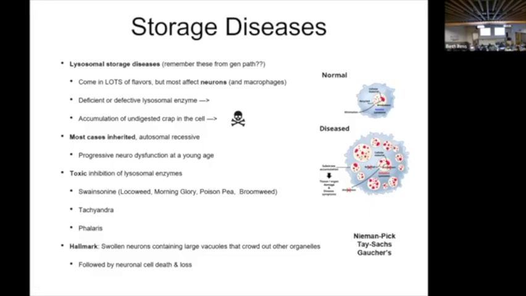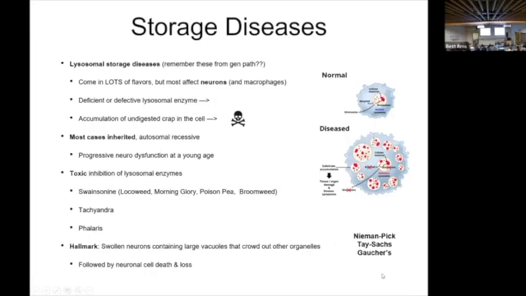Most of these are inherited, autosomal recessive. So these present typically at a young age. It depends on the flavor of disease, what the substrate is. Some of them go more rapidly than others. There are also some toxic forms that we see occasionally in grazing animals. They eat this and they can toxically inhibit the lysosomes. The morphologic hallmark is these big swollen neurons containing large vacuoles that crowd out everything else in the cell. The cell will eventually become non-functional and then eventually die.